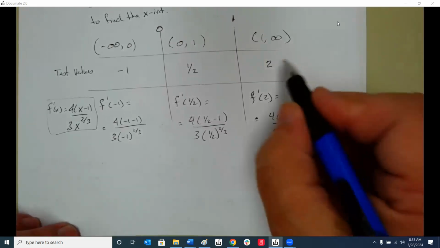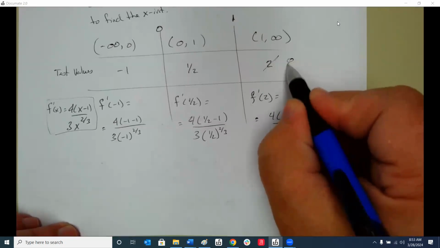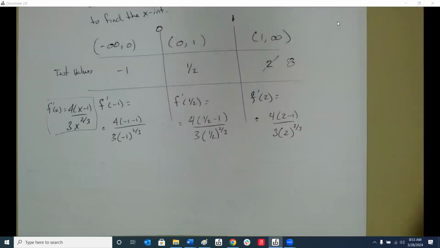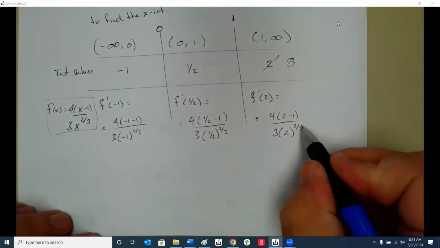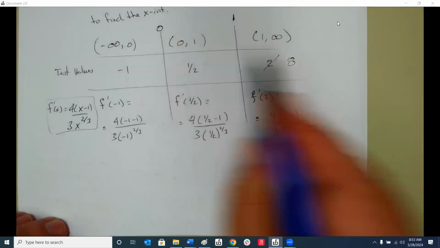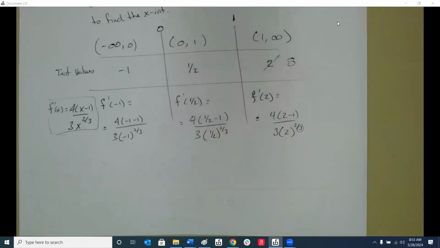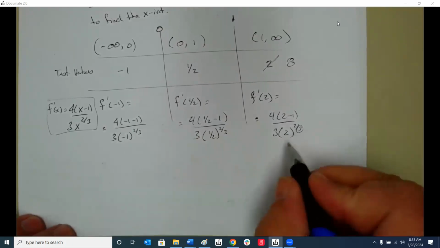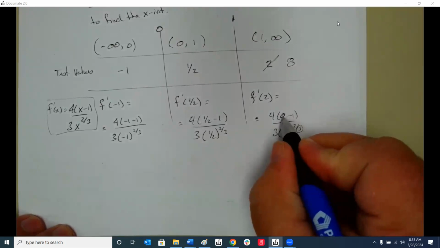Now, I would rather use the 8 there. Why would that be better for me? Because of the 2/3. This means cube root. We can't use 1. The next perfect cube is 8. So I pick values that are going to be easiest for me to use.